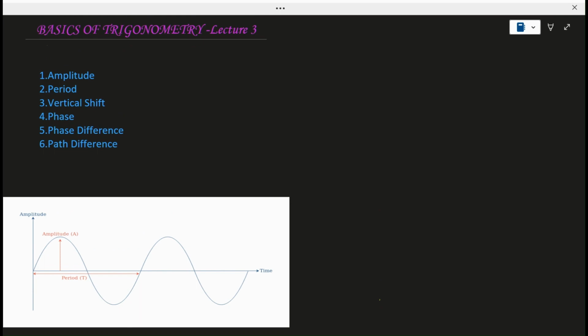Hello everyone. So today we have the third lecture, that is lecture 3 of this particular series, basics of trigonometry. Yesterday we saw what are amplitude, period, vertical shift and phase in a waveform. So let us continue and study what is the phase difference.